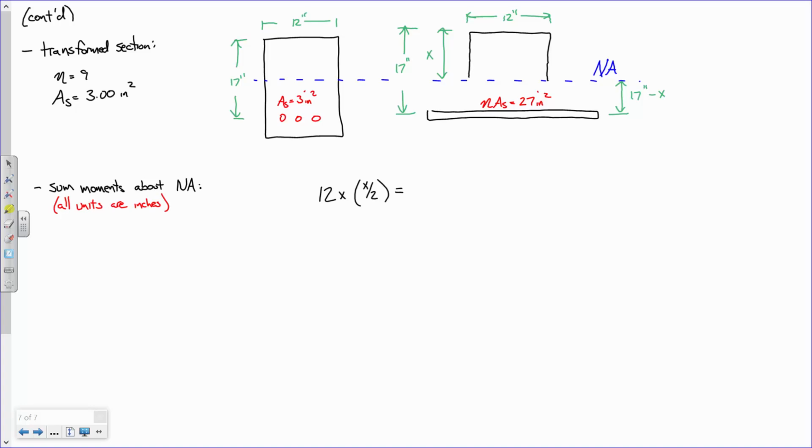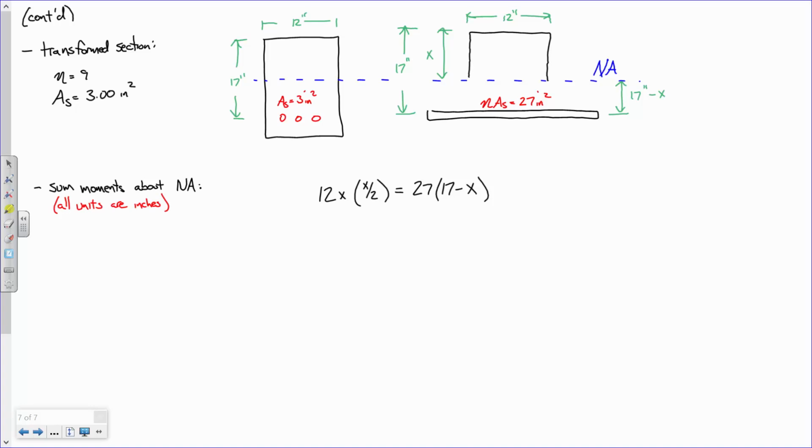So the same question. What is the area of the box below the neutral axis? 27. Now, what is the moment arm from that box to the neutral axis? 17 minus x. Does that make sense? If you understand that, then everything from here is just algebra.